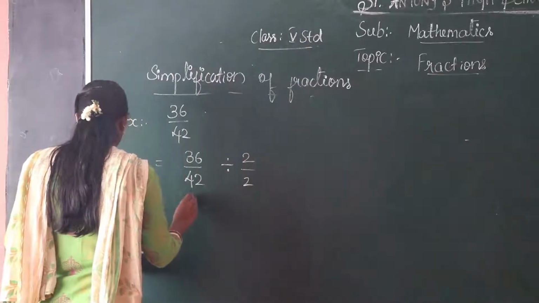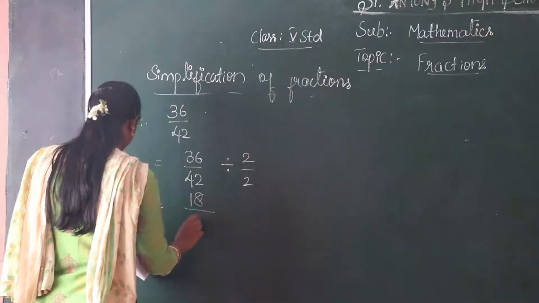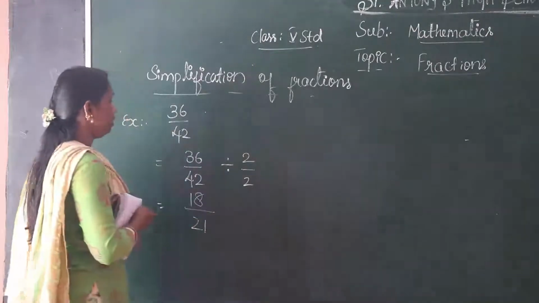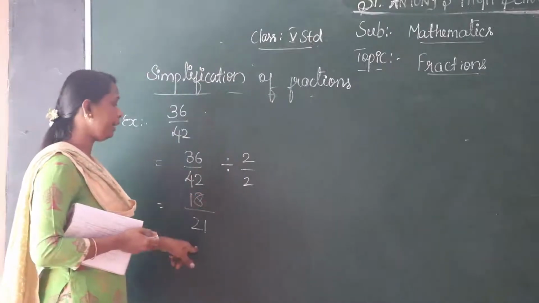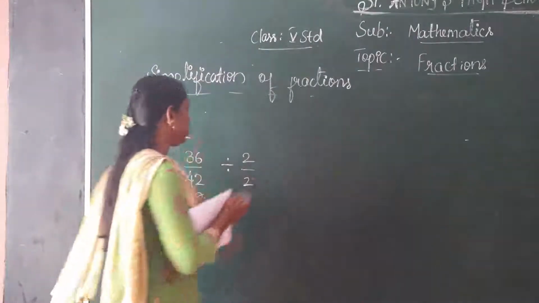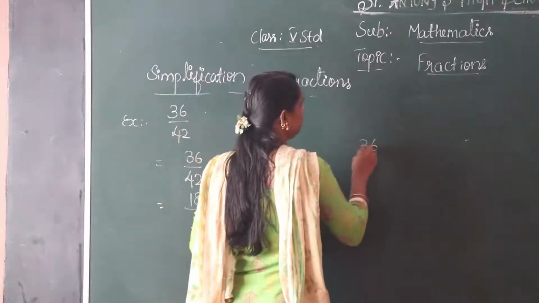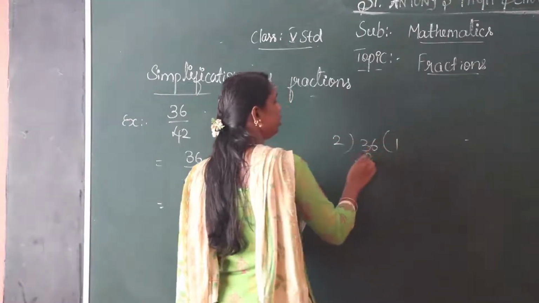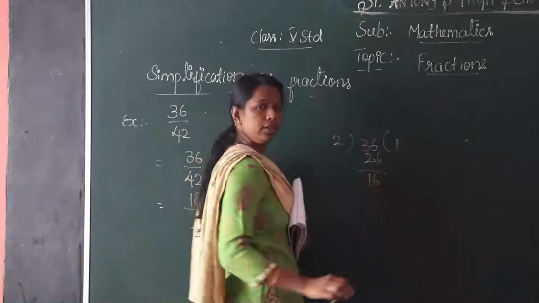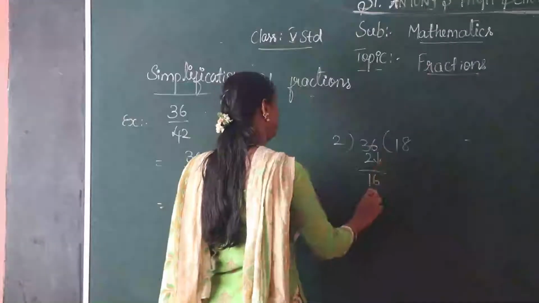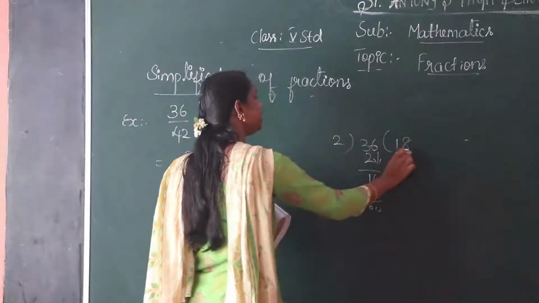So divide, you get 18 and then 21. So 2 18s are 36, 2 21s are 42. If you are confused, use the division method. 2 1s are 2, remainder 1, and take 6 down. 2 8s are how much? 2 8s are 16. You get the answer 18.